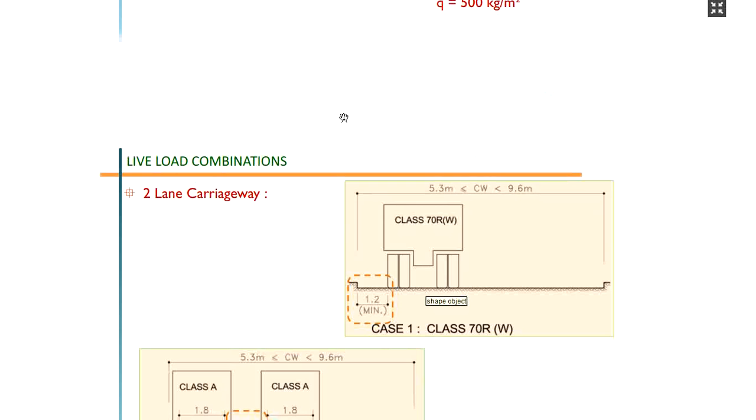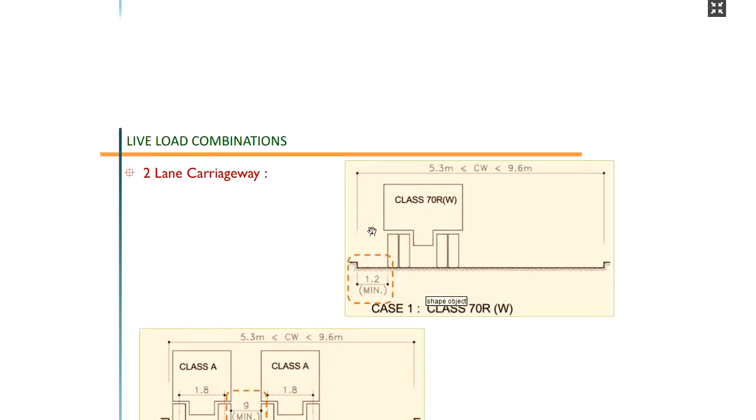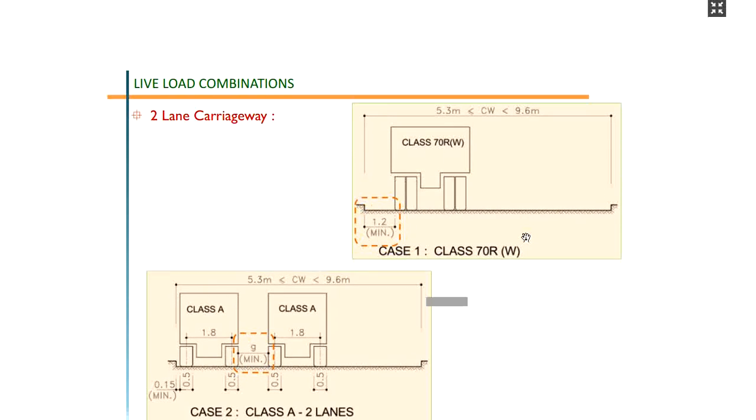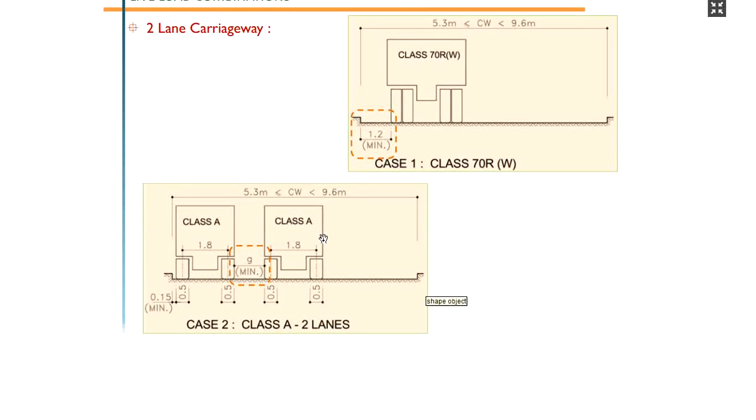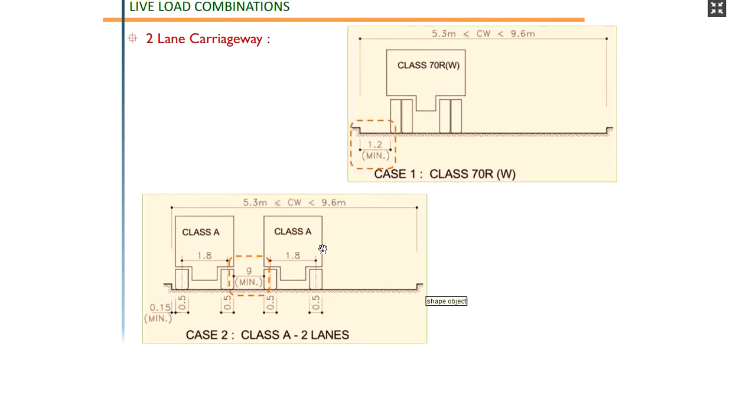If we take a 2 lane carriageway, then in that, class 70R by itself is going to occupy both lanes. And if you take case number 2, class A, right, 2 lanes, this way we can arrange the 2 lane vehicles. Now this way the whole length of the carriageway is known to you. From that we are going to transfer the load to the structure.